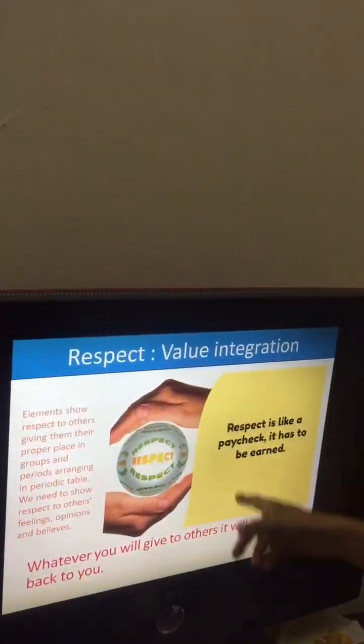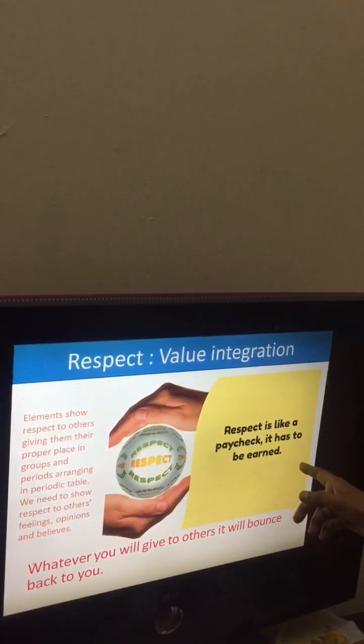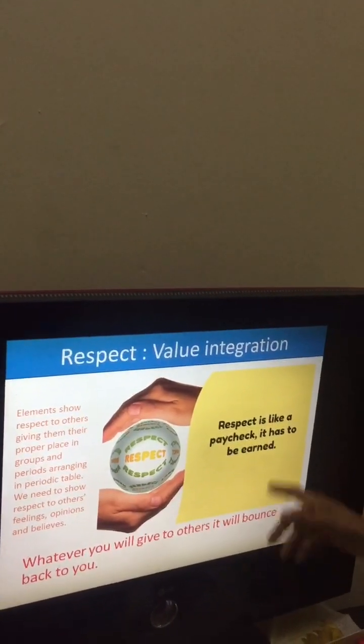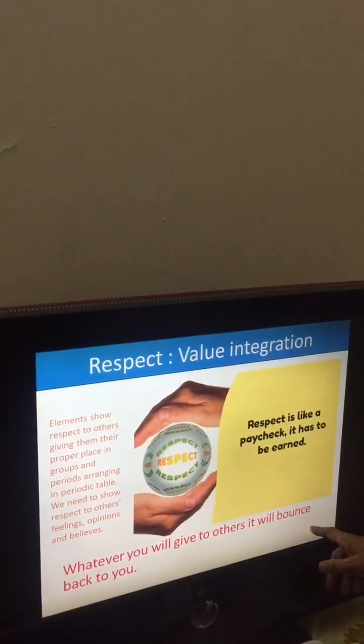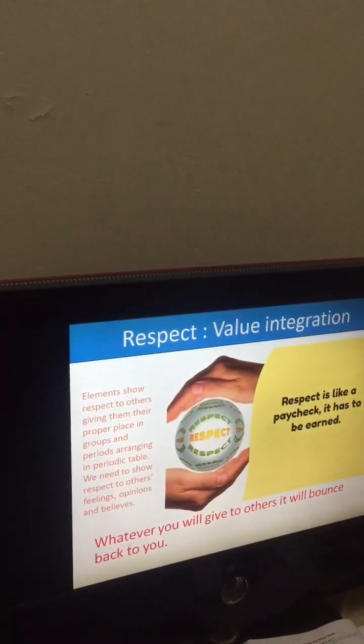Our value is respect. Respect is like a paycheck: it has to be earned. Whatever you give to others will bounce back to you. So the point is, give respect and gain respect. Respect yourself and others will respect you. And respect others and people will respect you. So by two methods you will gain respect: respect yourself and you will get respect, respect others and they will also give you respect.